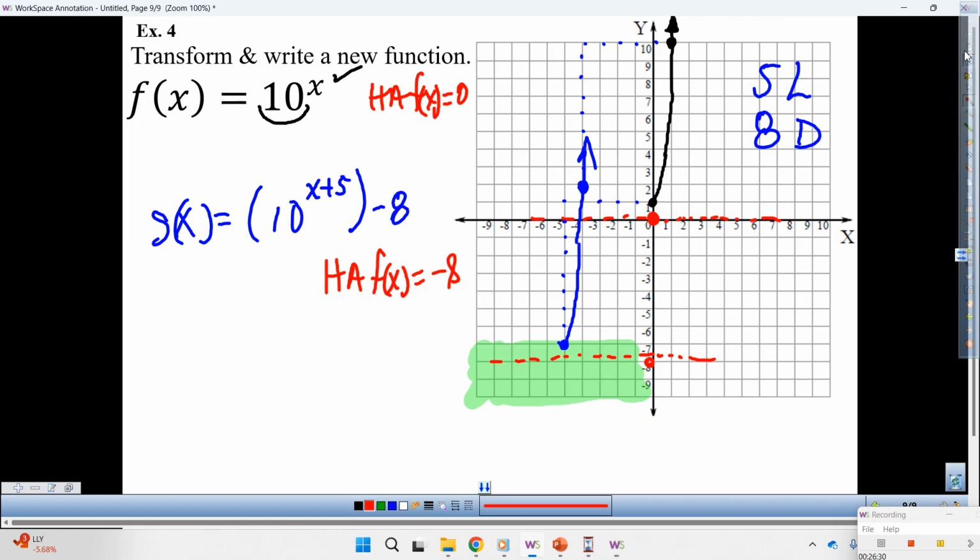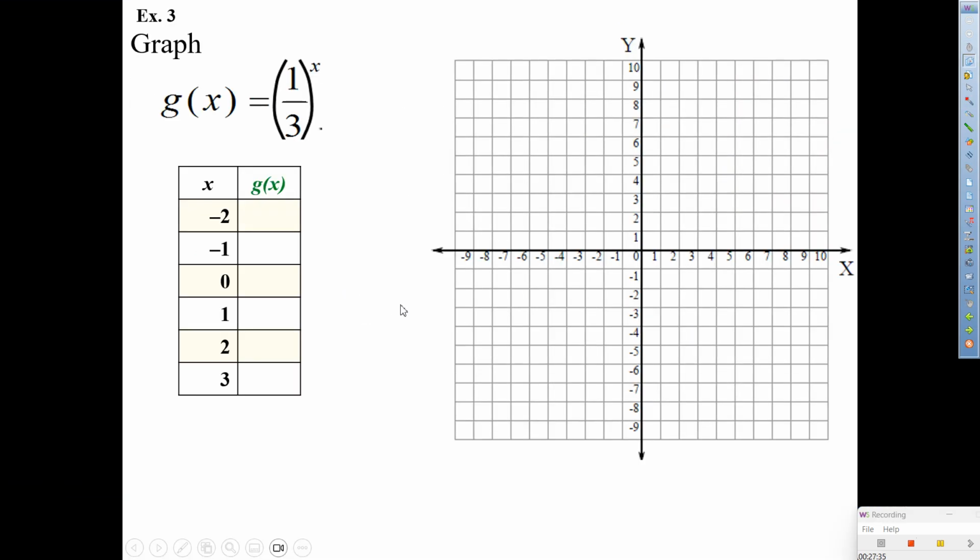All right, our last one for today. Send that in, please, as soon as you're done with your notes. And this is our last one, example 3. Graph g of x equals (1/3)^x. And make a little table on the side in green.